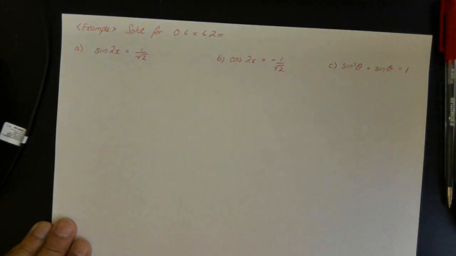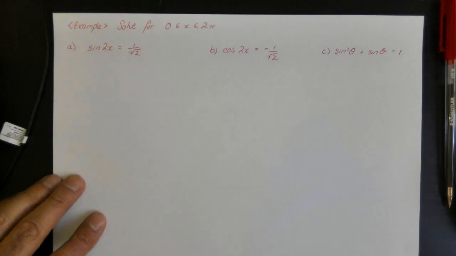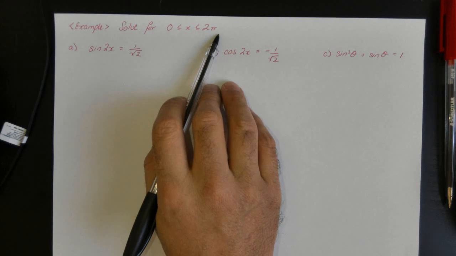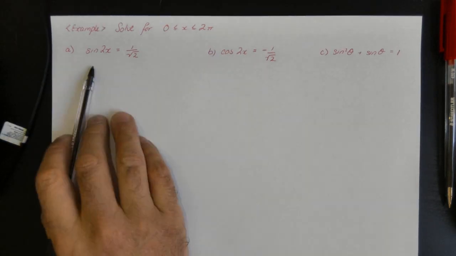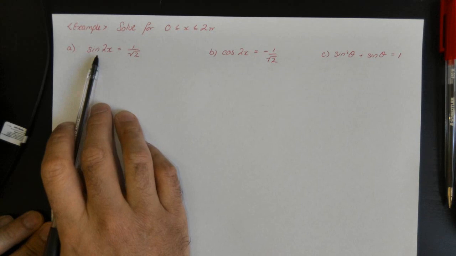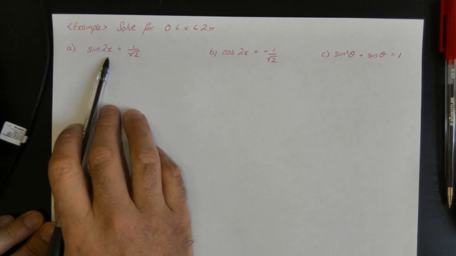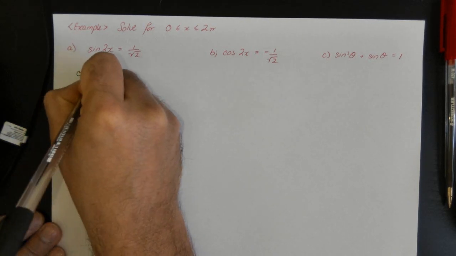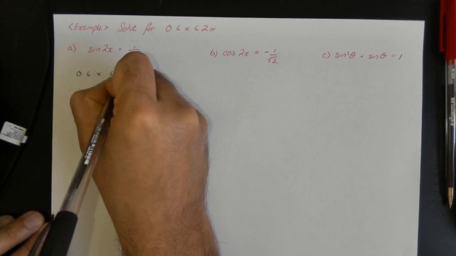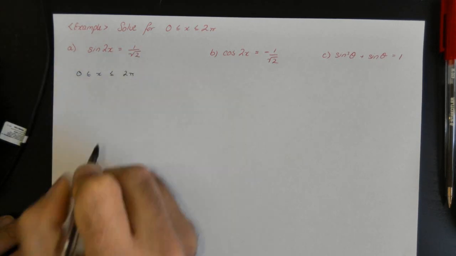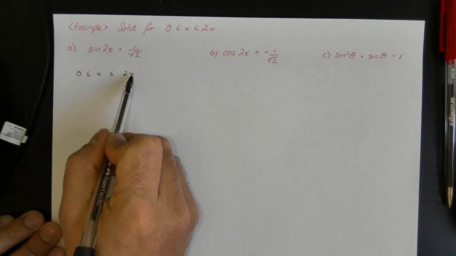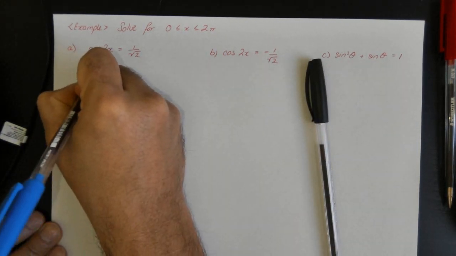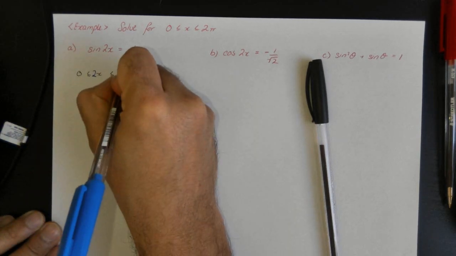Okay, a few more examples. So we're going to solve for 0 to 2 pi, so we're going to work in radians. Here, instead of sine theta, we've got sine of 2 theta, or sine of 2x. So what that means is if it was x, we would have the solution going from 0 to 2 pi. But we've got 2x. So we're going to multiply both sides by 2. So that stays 0, and this is going to go to 4 pi.